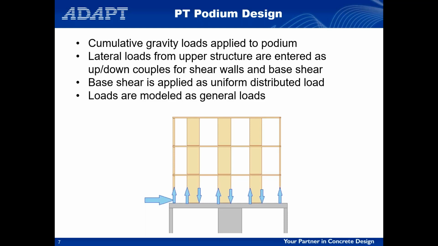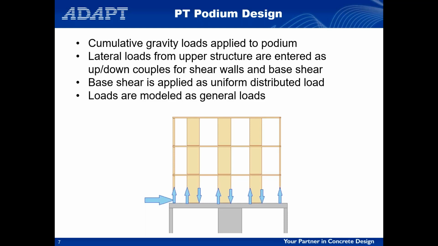We're going to apply the cumulative gravity loads to the top of the podium. The lateral loads are going to be entered as up and down couples, representing the pull up and down forces at the ends of the shear walls. We would typically recommend taking the base shear that you have from the upper structure and just applying that as a distributed uniform load on the structure.